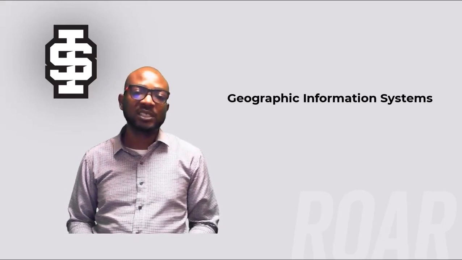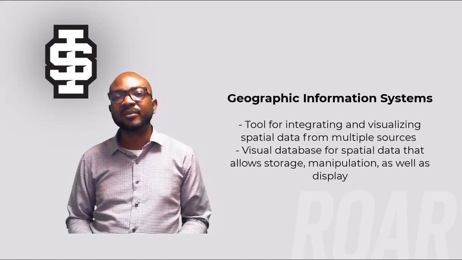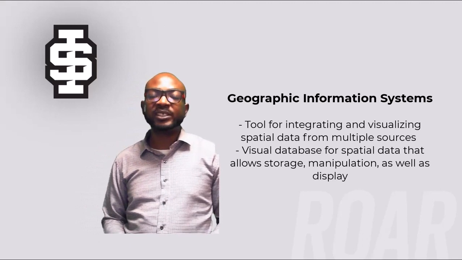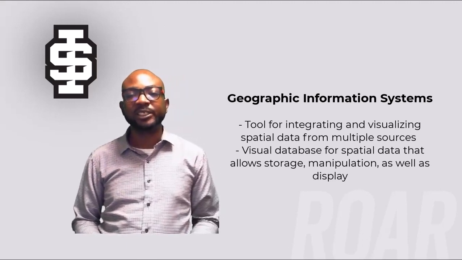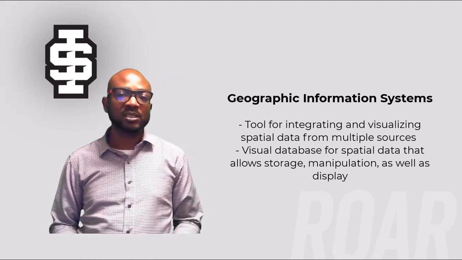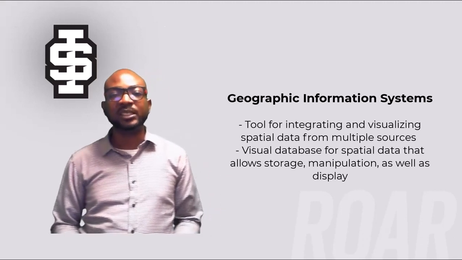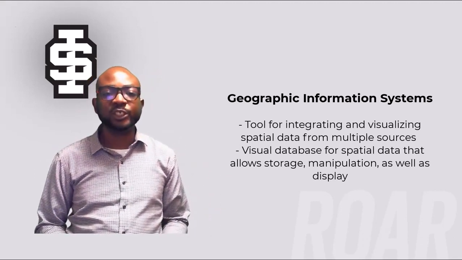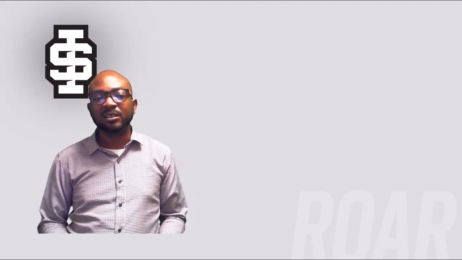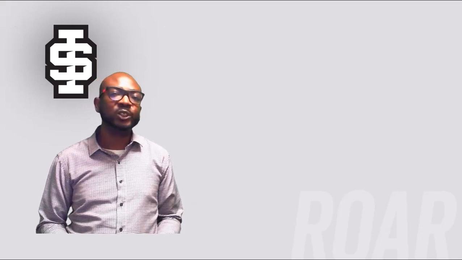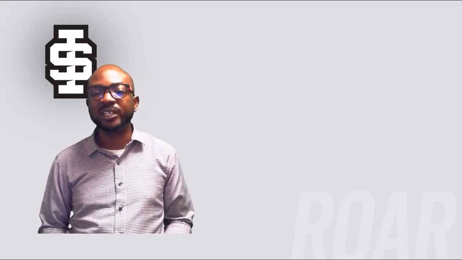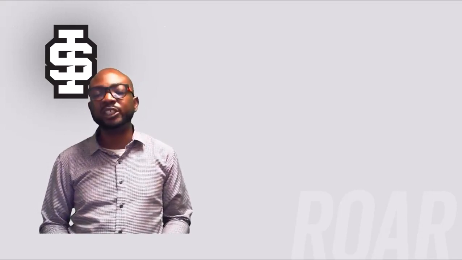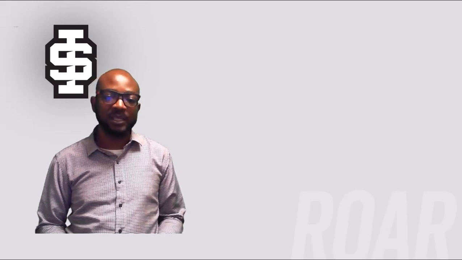And this brings us to the concept of geographic information systems, GIS. GIS is a tool for integrating and visualizing spatial data from multiple sources. It is a visual database for spatial data that allows storage, manipulation, as well as display. What can we do with GIS? We can show where things occur, we can show how much of something occurs in one area versus another, and we can show changes over time as well as place.